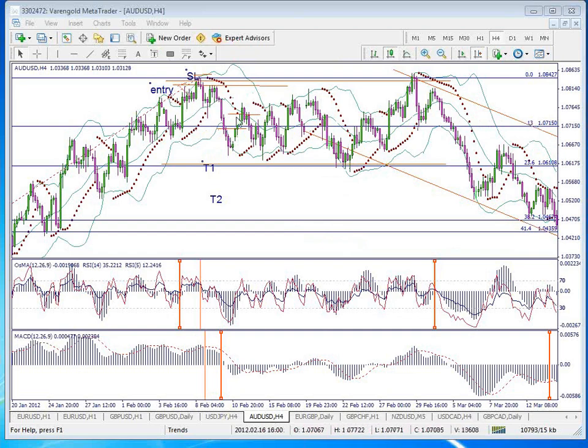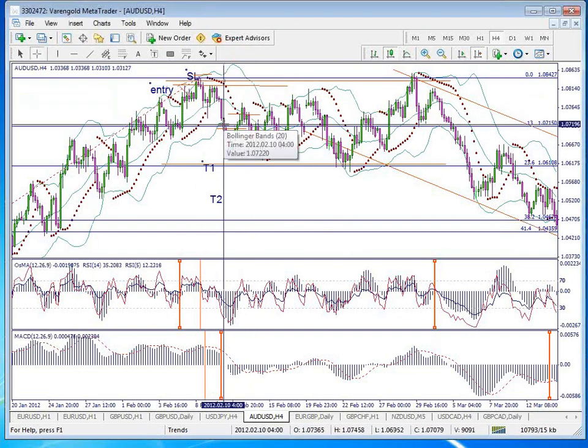Here, when the pair was at a certain level, at this point, it was not a clear signal for buy. But if I am in a short position and I see one clear signal for buy, I will go out from that trade. It makes no sense to stay in.